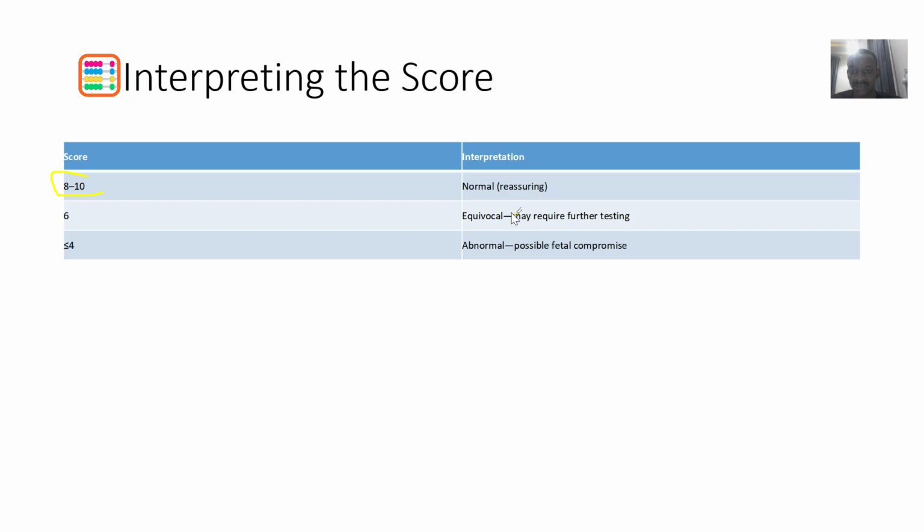If it is 6, it's equivocal, so you need to do further testing to know what is wrong with the baby. If it is 4 or less, it's abnormal. All right. So there are one or two issues with the baby.